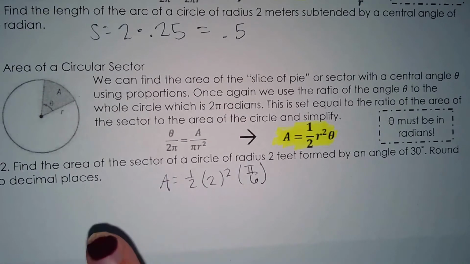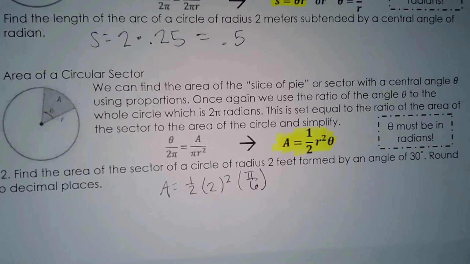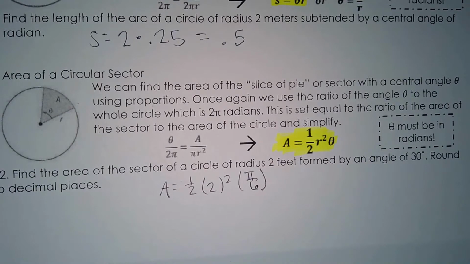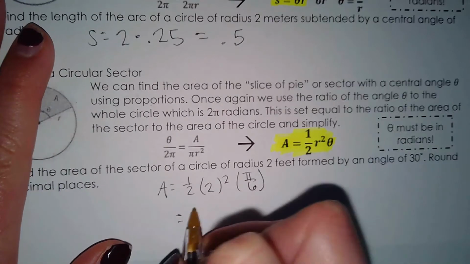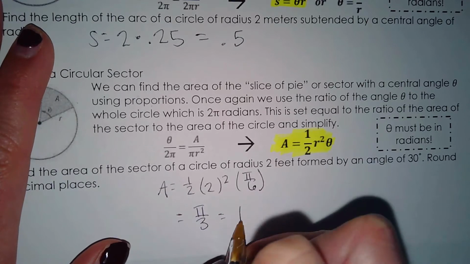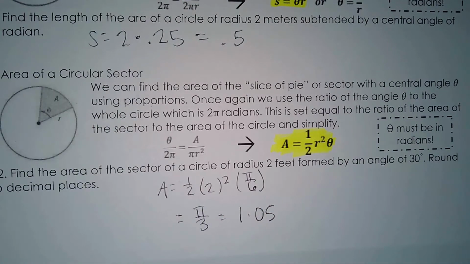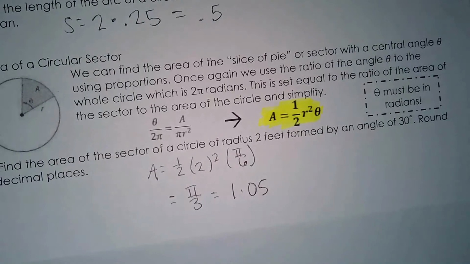So basically, 4 divided by 2 gives you 2, and 2 times pi over 6 is pi over 3, and that's about 1.05. So that would be the area of your sector, yeah? Questions? Cool. So that's it, yeah? That's all for notes. So I'll give you homework and we'll be done, okay?